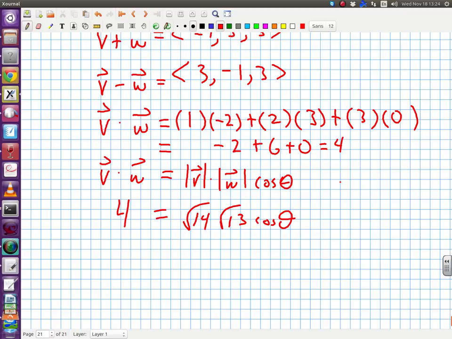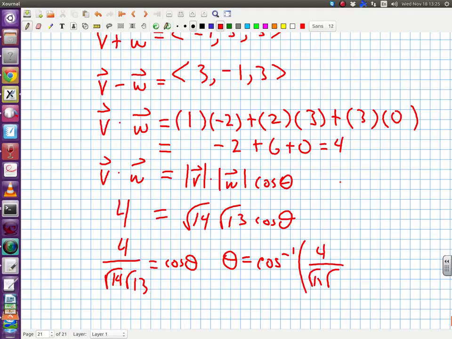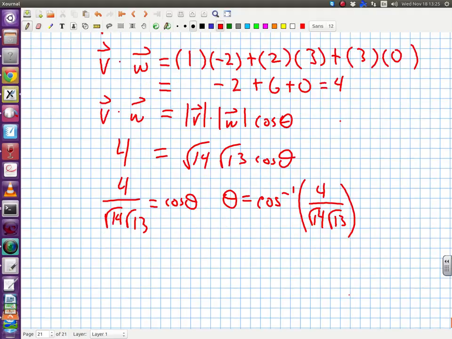So how do you get theta alone? Well, let's get cosine first alone. Divide by rad 14, rad 13, and you get 4 over rad 14, rad 13 is the cosine of theta. So theta is the second cosine on your calculator, or the inverse cosine of 4 over rad 14, rad 13. And that's not a reference angle. That's not a cosine that we know from the unit circle, right? So let's figure it out on the calculator.